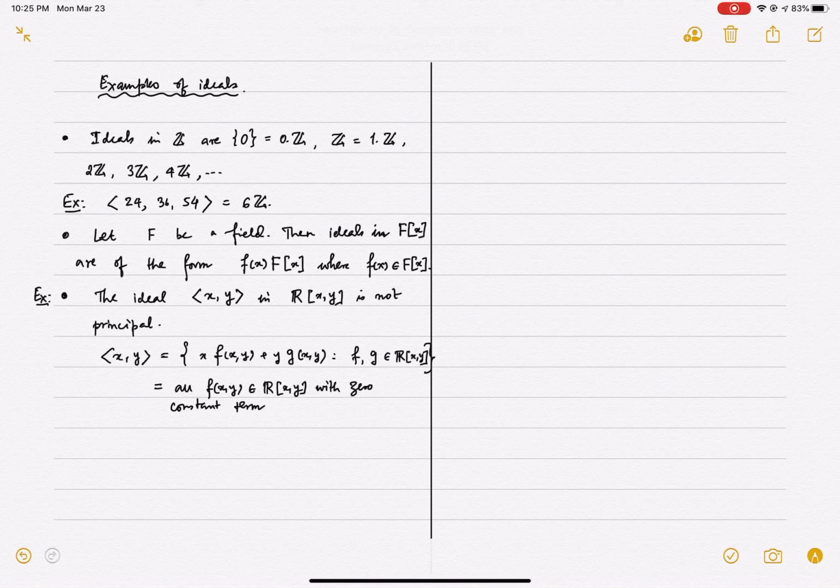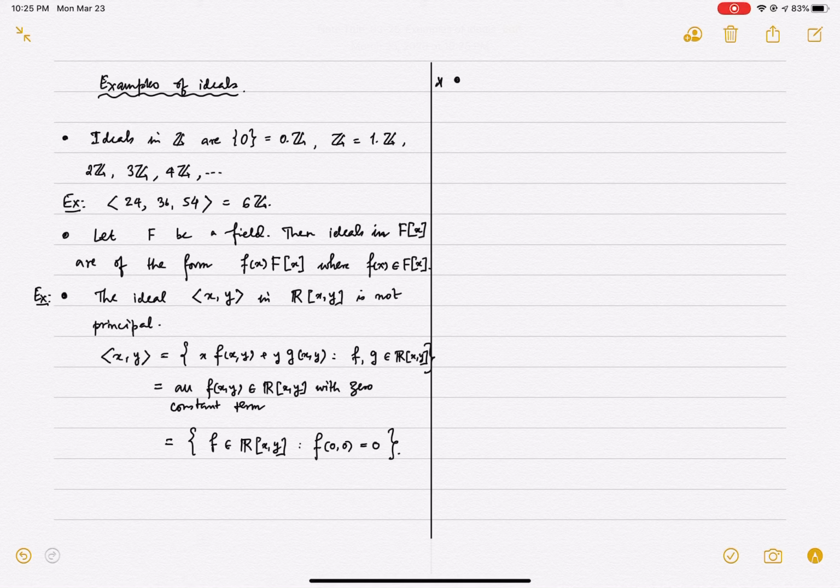There's another way of describing this set. This is all f in the two-variable polynomial ring whose value at (0, 0) is 0. Right. The value of a two-variable polynomial at (0, 0) is exactly the constant term. This, you can check, is not a principal ideal, so it's a different kind. Okay.